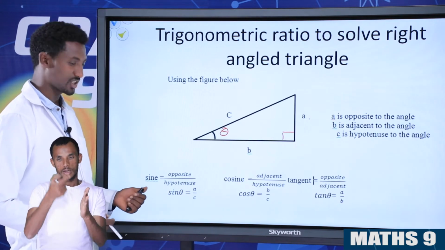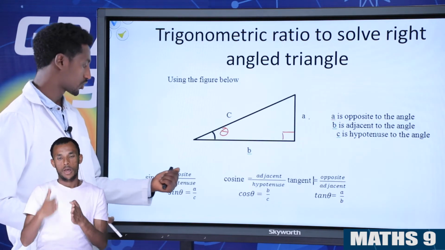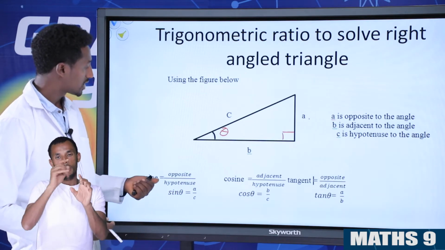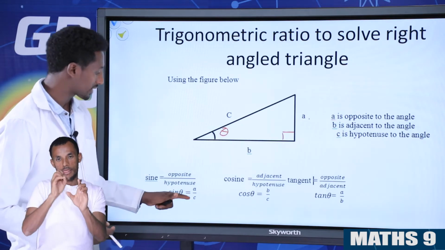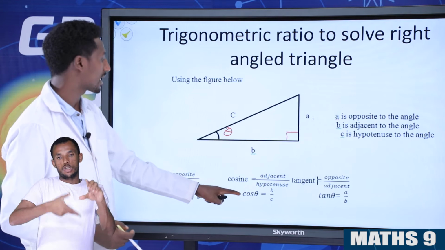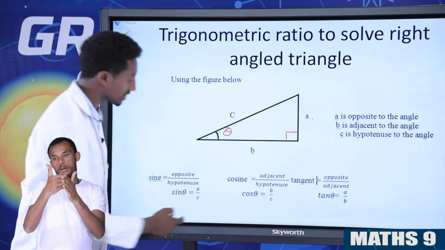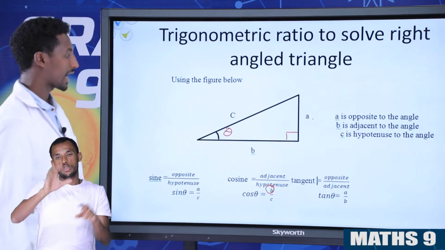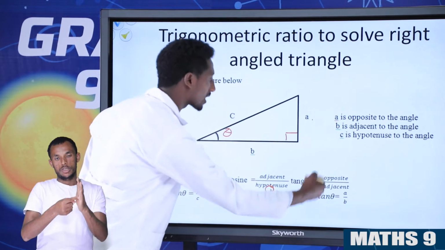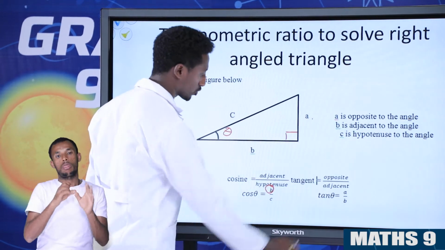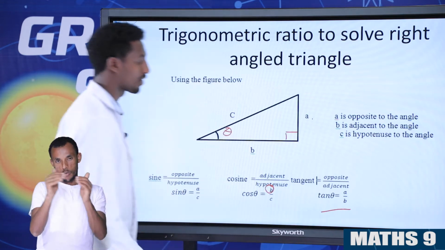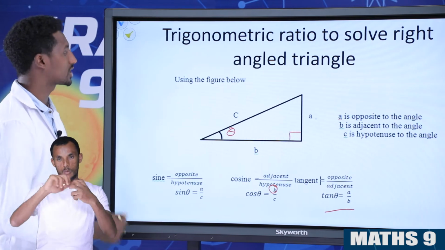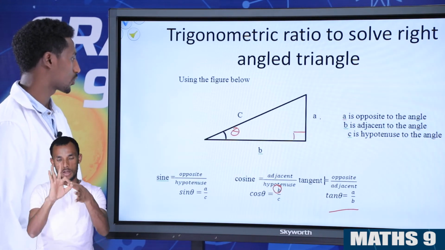Sine is defined such that sine theta equals opposite over hypotenuse. That is, sine theta equals A, the side opposite to angle theta, over C, the hypotenuse. Cosine is defined as adjacent over hypotenuse, so B over C. And the tangent, denoted by tan theta, is opposite over adjacent, which is A over B. Using these trigonometric ratios, we can solve different problems related to triangles with sides.